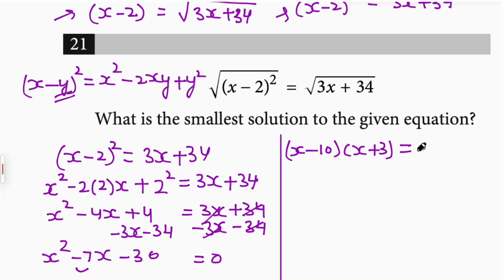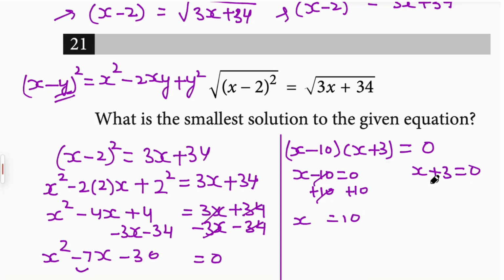Okay, that is equal to 0. Now by the zero property, if any of the factors is 0, this will be 0. So adding 10 on both sides, for this it's x is equal to 10, and for this equation, this symbol is for OR in mathematics.